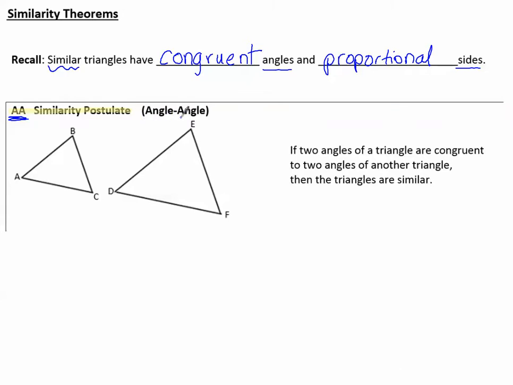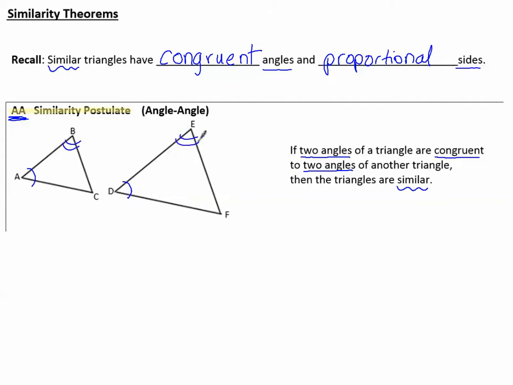also known as angle-angle. This postulate tells us that if 2 angles of a triangle are congruent to 2 angles of another triangle, then the triangles are similar. For example, in these 2 triangles, if angle A is congruent to angle D and angle B is congruent to angle E, that is enough information.